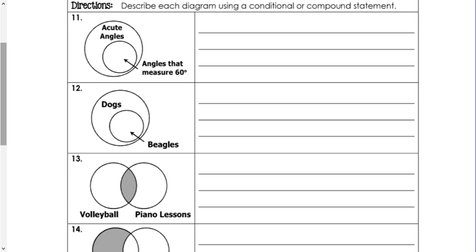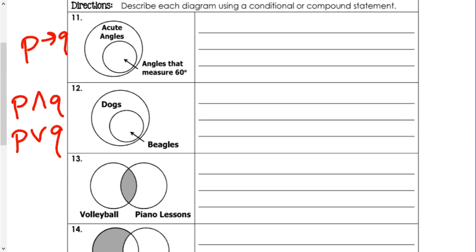So what's happening in the first one? That is a subset statement, and we need a conditional or compound. So remember, a conditional is a P implies Q, and a compound is when we use the and or the or symbol. So I have to use one of these three. So in this case, I'm going to use an if-then.